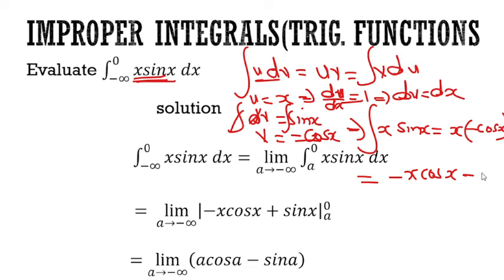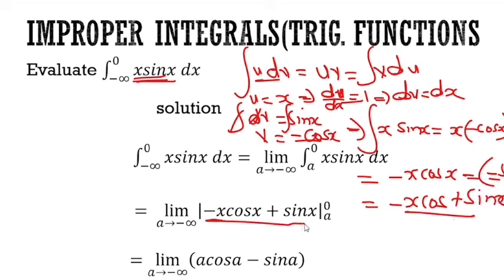So we have to integrate this one again. So integral of negative cos x is what? Negative sine x. Great. So here we are going to have negative x cos x, and negative times negative is positive. So we are going to have positive sine x here. And that is what we have here.